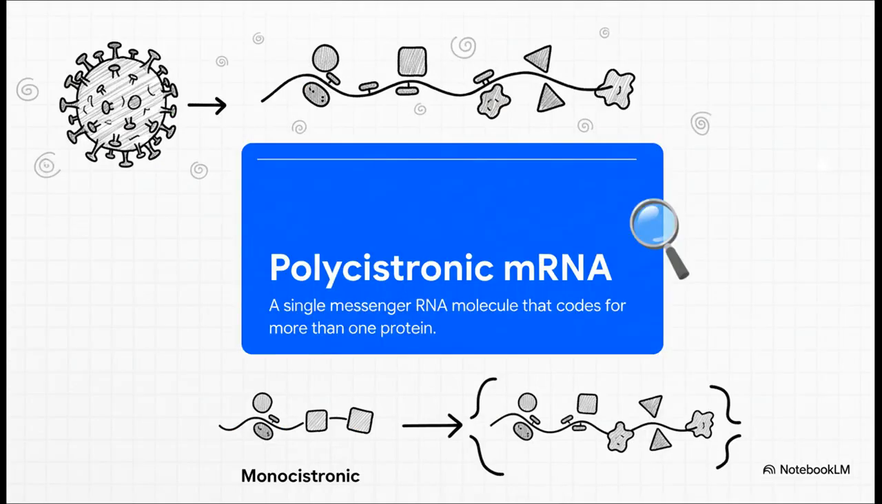Okay, so let's start with this concept, polycistronic mRNA. In our cells, it's pretty much one mRNA, one protein, that's monocistronic. Viruses, they throw that rule right out the window. They make these polycistronic messages where one single long mRNA can be translated to produce a whole suite of different proteins. It's a massive space saver.